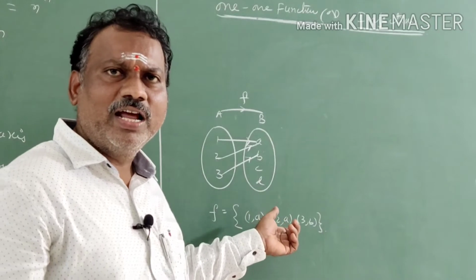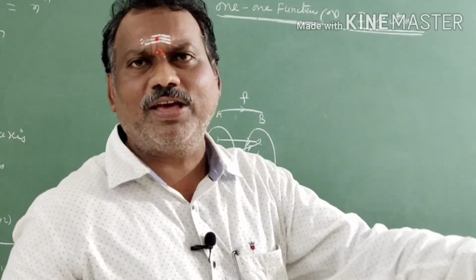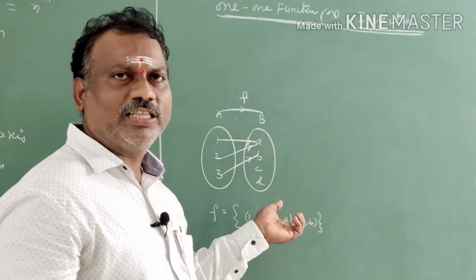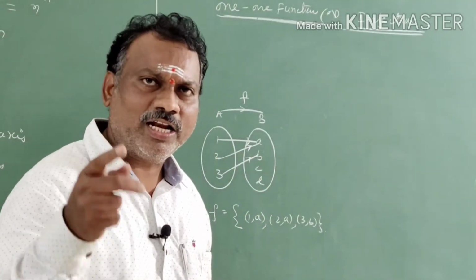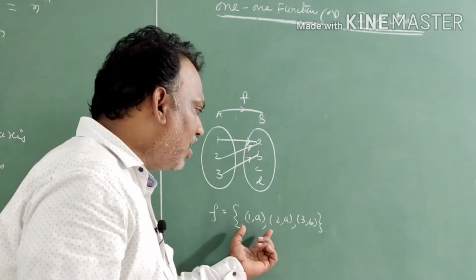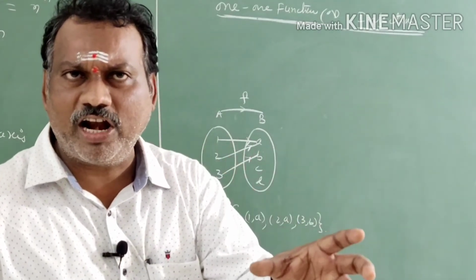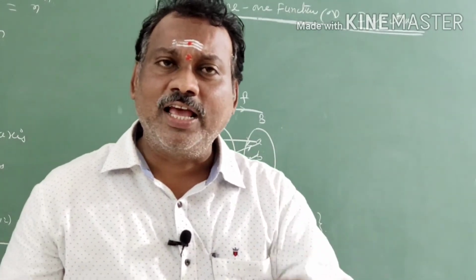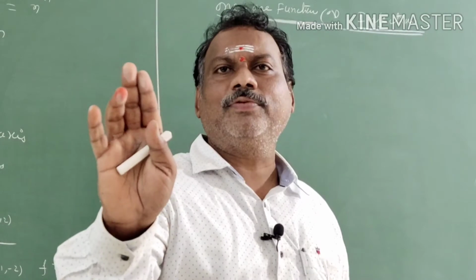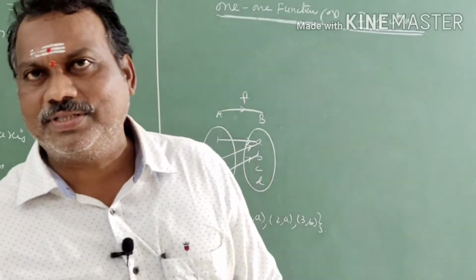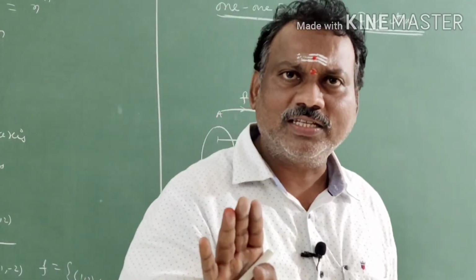When will it be one-one? Different elements of A have different images in B. Distinct elements of A have distinct images in B. So here distinct images are not there: 1 and 2 have the same image A. So in a function, remember students, the first coordinate of ordered pairs will not be the same. Any two ordered pairs, the first coordinate will not be the same. Whereas in a one-one function, the second coordinate also will not be the same. First also not the same, second also not the same. Then only it is possible. Clear, students? So that is a one-one function.